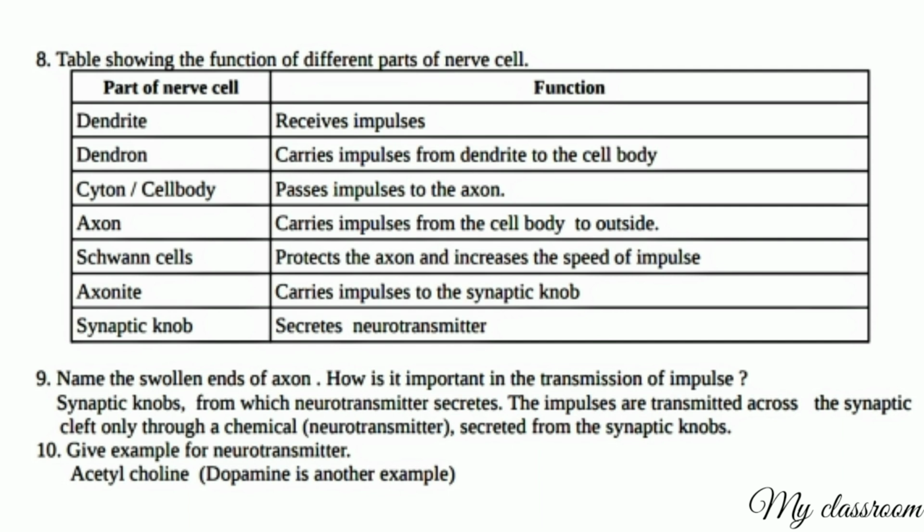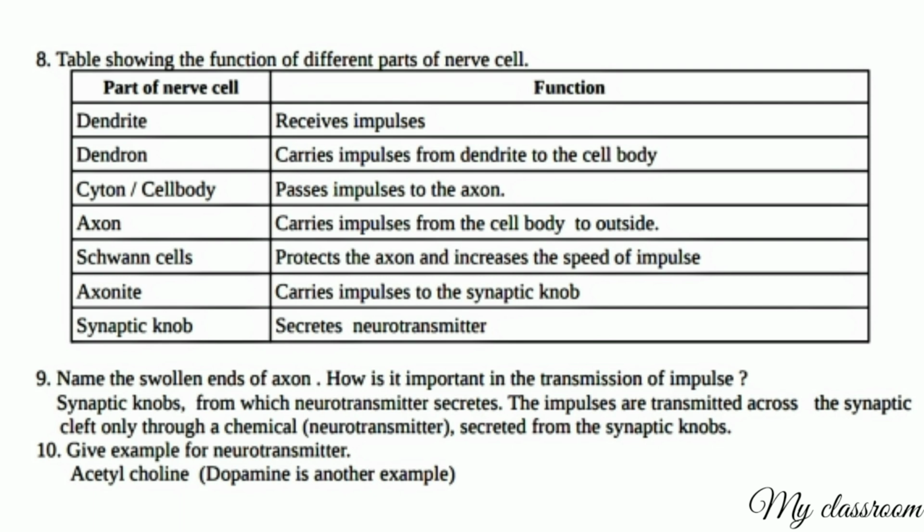Table showing the function of different parts of a nerve cell. Part of the nerve cell and its functions. Dendrite receives impulses. Dendron carries impulses from dendrite to the cell body. Cyton or cell body passes impulses to the axon. Axon carries impulses from the cell body to outside. Schwann cells protect the axon and increase the speed of impulse. Axonite carries impulses to the synaptic nerve.